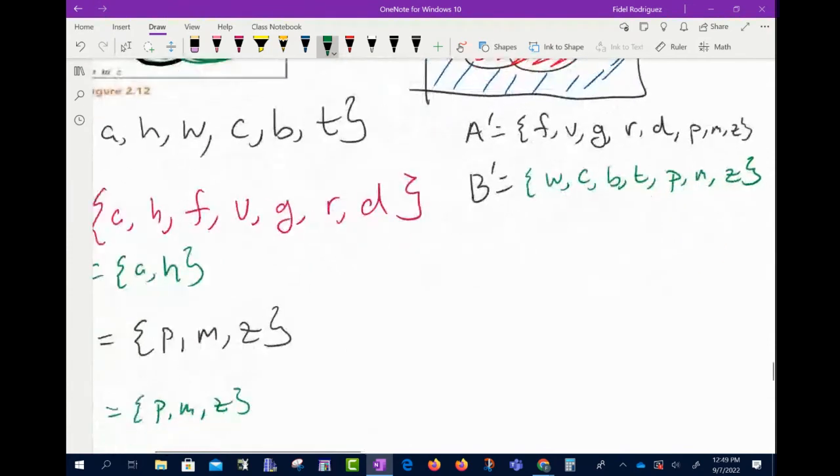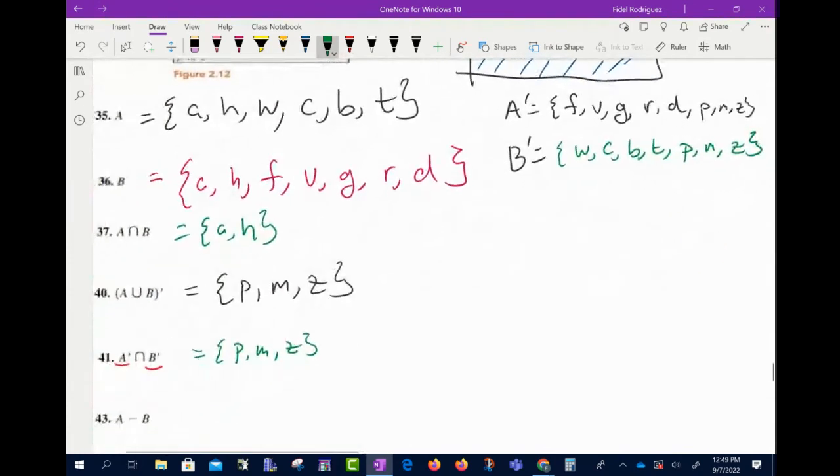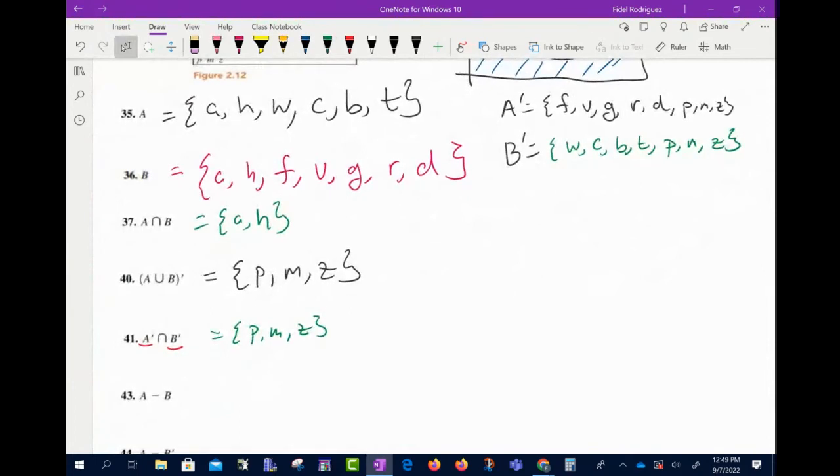And now if I have a list and I want to say, what does A complement intersection B complement look like? It's just saying, what letters do they have in common? Okay, so that's another way you can go about doing it.